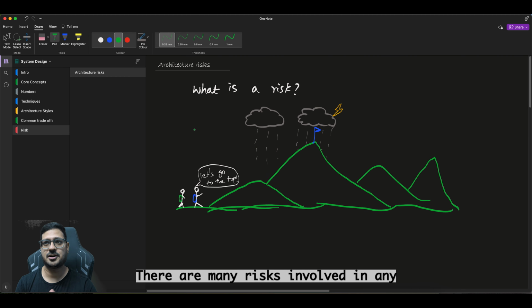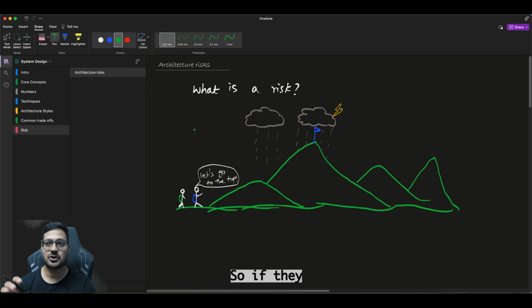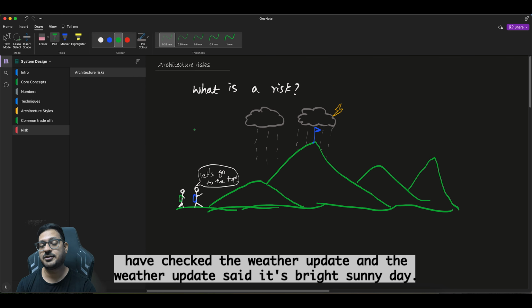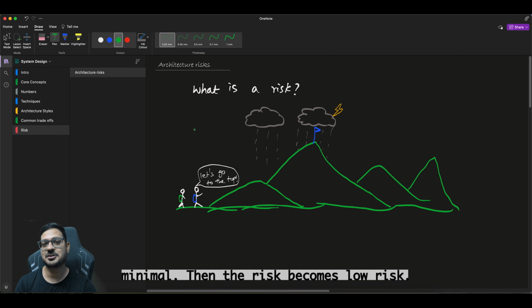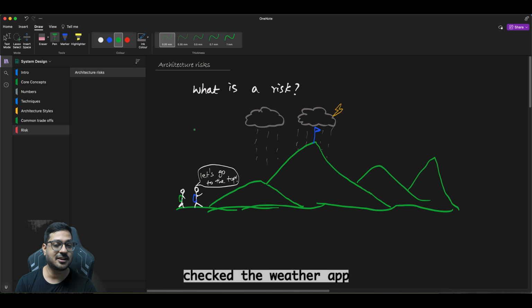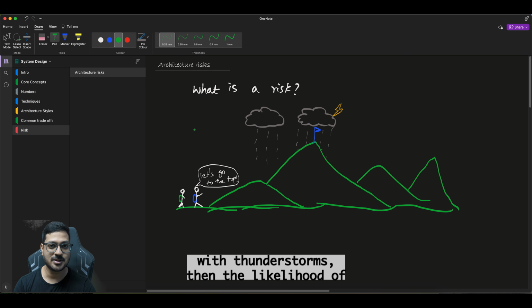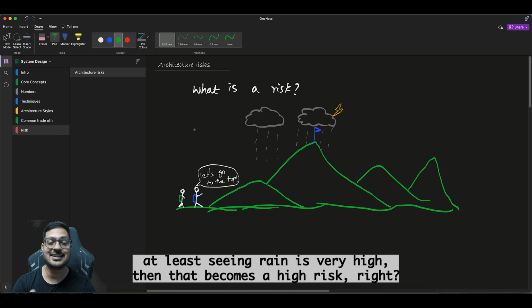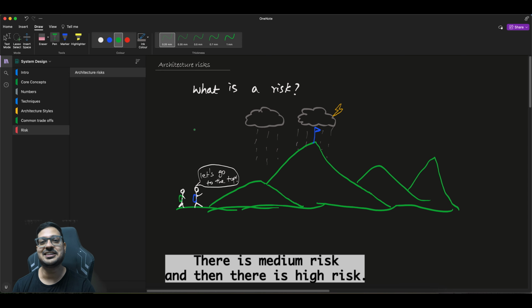Everything is a risk. There are many risks involved in any plan, but the likelihood of occurrence is a key factor here. If they have checked the weather update and it said it's a bright sunny day, then the likelihood of heavy rain is minimal. Then the risk becomes low risk. If they have checked the weather app and it said it is going to be heavy rainfall with thunderstorms, then the likelihood of at least seeing rain is very high. Then that becomes a high risk, right? So there is low risk, there is medium risk, and then there is high risk.